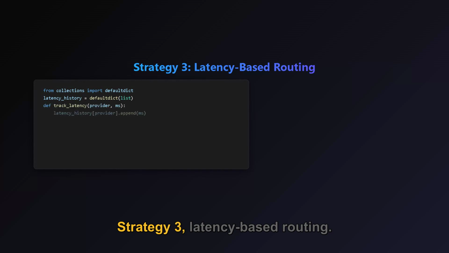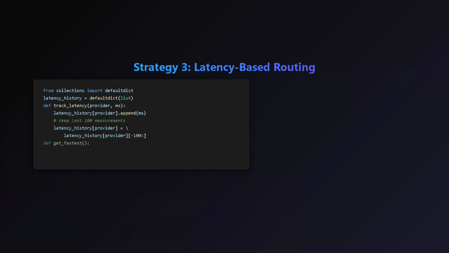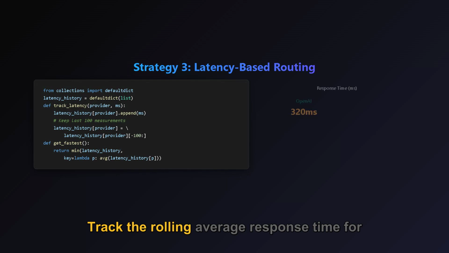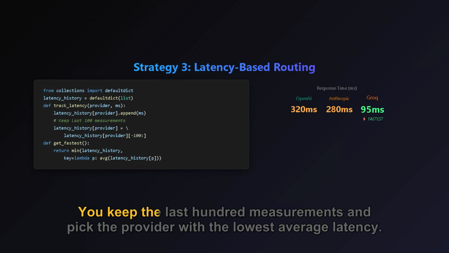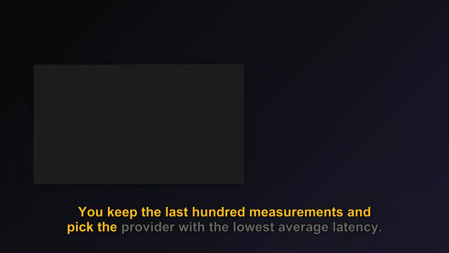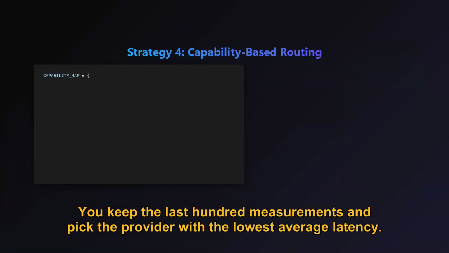Strategy 3. Latency-based routing. Track the rolling average response time for each provider and route to the fastest one available. You keep the last 100 measurements and pick the provider with the lowest average latency.